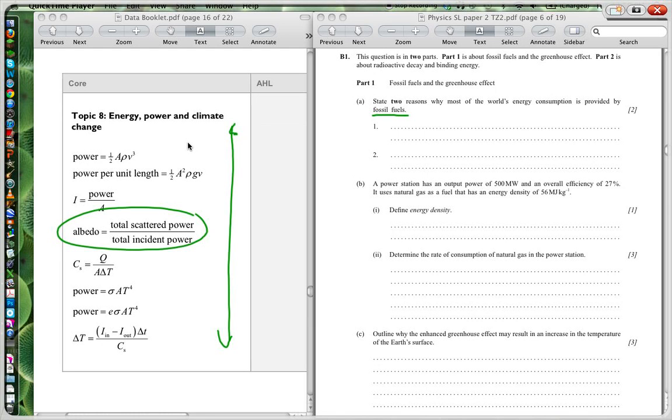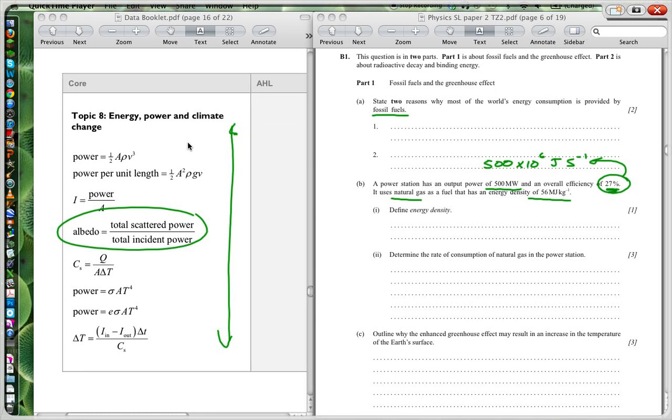So a power station has an output power of 500 megawatts. That means 500 times 10 to the 6 joules every second. That's the amount of energy that is put in, with an overall efficiency of 27%. Only 27% of the total energy coming in is being converted into that. It uses natural gas as the fuel and has an energy density of 56 megajoules per kilogram.